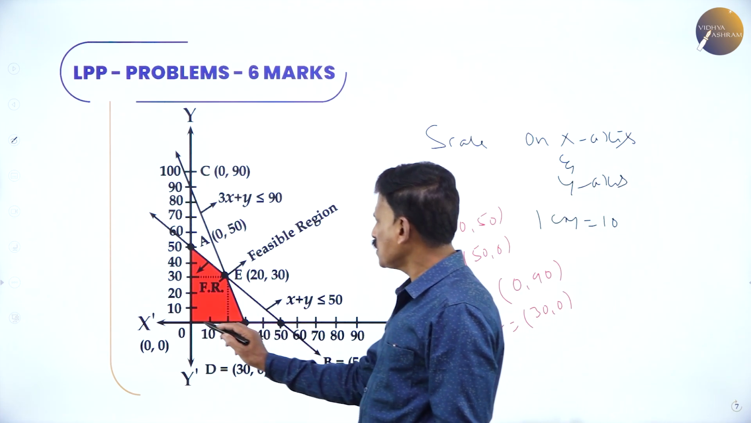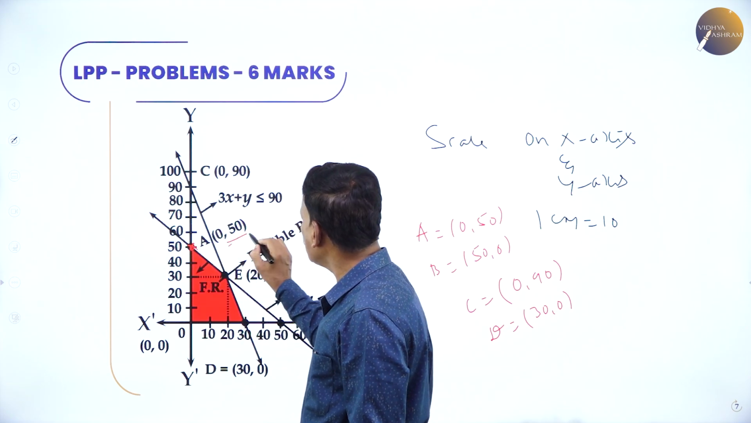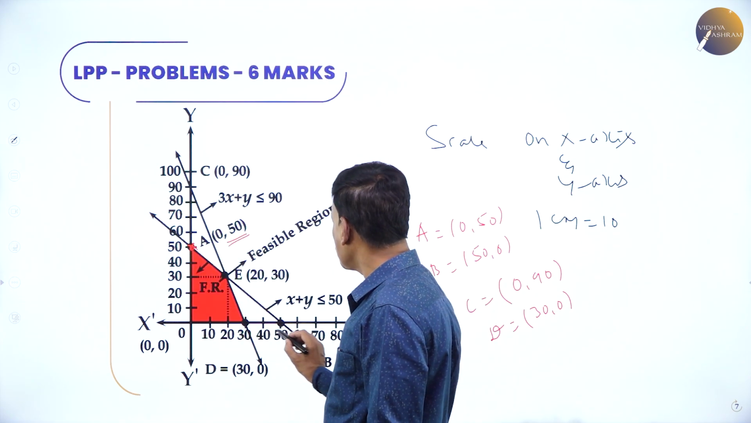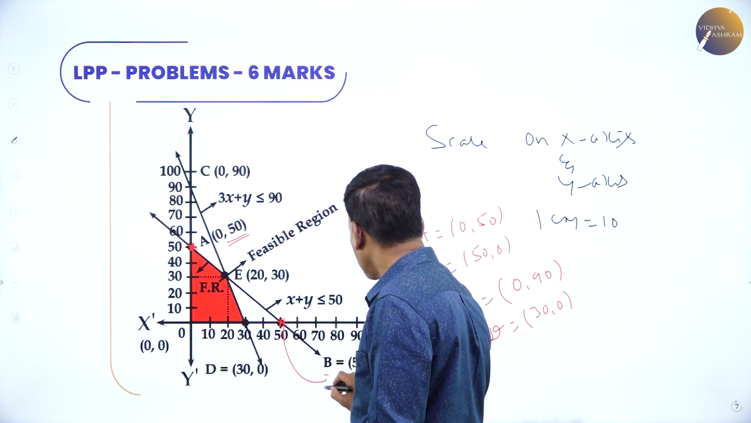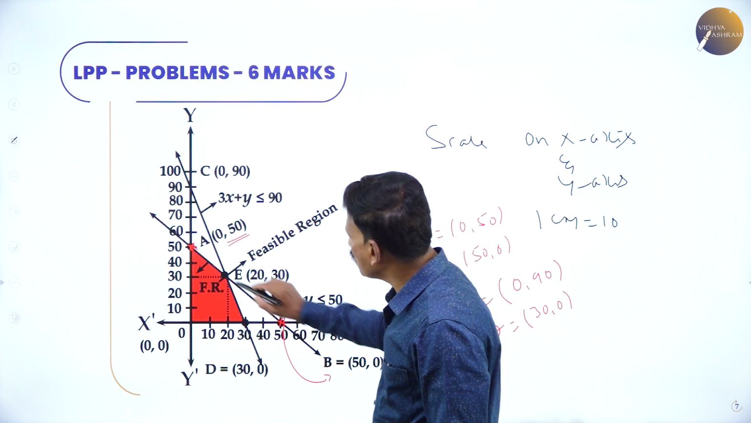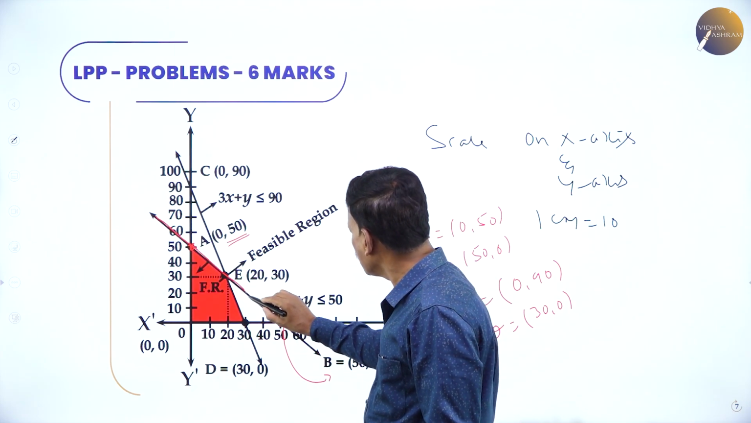First A, x is equal to 0, y is equal to 50. This is A (0, 50). B is (50, 0). This is the point B, (50, 0). Just draw a straight line like this. Draw a line. This is the line.